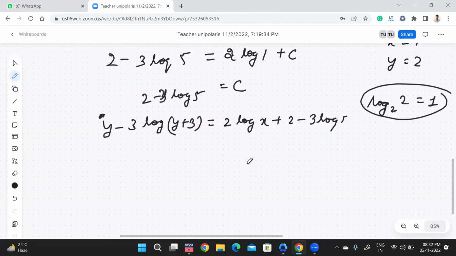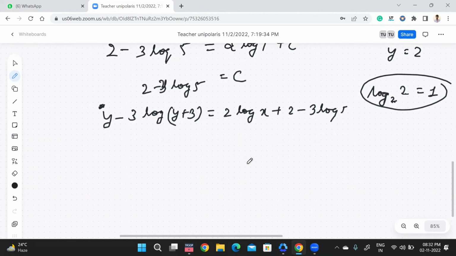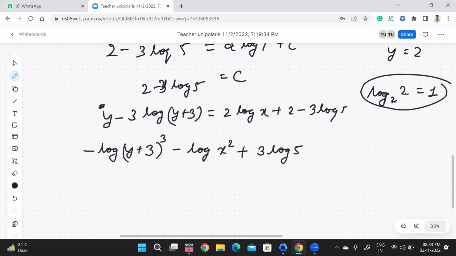So what we are going to do is take the log terms on one side and non-log terms on the other side. So this will become minus log (y plus 3) to the power 3 and minus log x squared and plus 3 log 5. So we'll write it as log 5 raised to the power 3, and here we'll get 2 minus y.